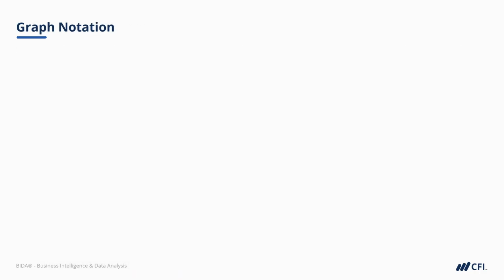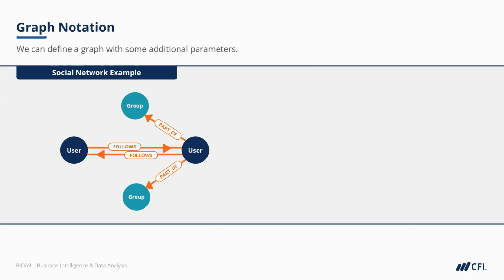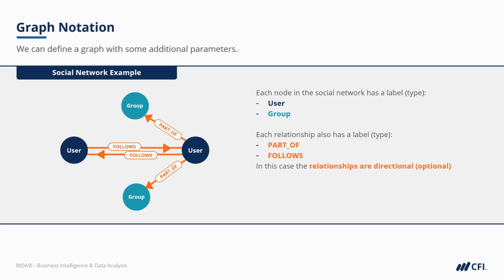As the concept of graph databases has developed, there's also some additional notation which we can use to represent nodes and relationships. So we can define a graph with some additional parameters. We can look at this social network example. Each node in the social network has what we call a label, which is just a type really, and in this case we have two. We have user nodes, and we have groups that those users might belong to. Now each relationship also has a label or type.